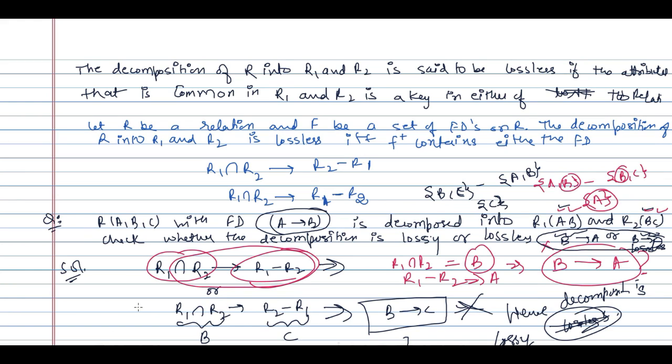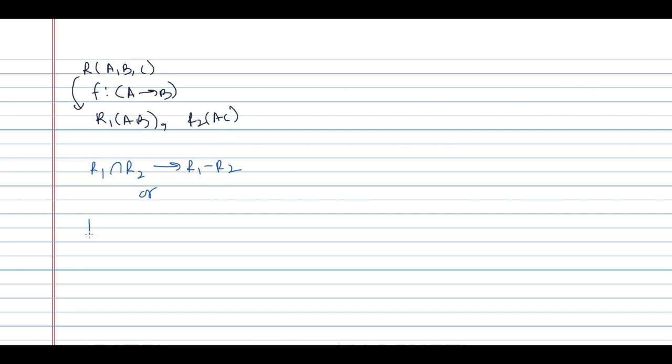Okay, so you can write it down. You can take the next example here. Assume we have the relation R(A, B, C), and the given functional dependency is A determines B. Now the relation is decomposed into R1(A, B) and R2(A, C). We have to find whether the decomposition is lossless or not. So you take R1 intersection R2 determines R1 minus R2, or R1 intersection R2 determines R2 minus R1. So what is R1 intersection R2?